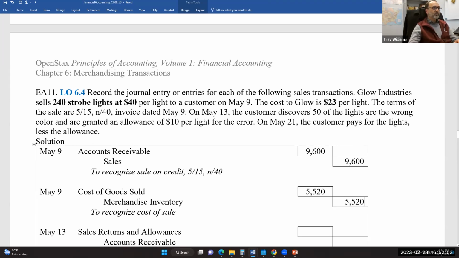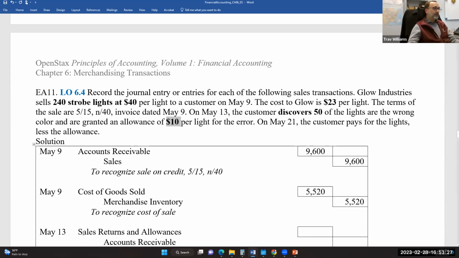Then our customer discovers 50 of the lights are the wrong color, and we give them an allowance of $10 each. Okay, so because it's an allowance, that means they're keeping it. So they are not returning the inventory. We don't have to reverse any inventory because they didn't return it. But we do have to give them the allowance. So 50 lights times $10 each, we're giving them a $500 allowance.